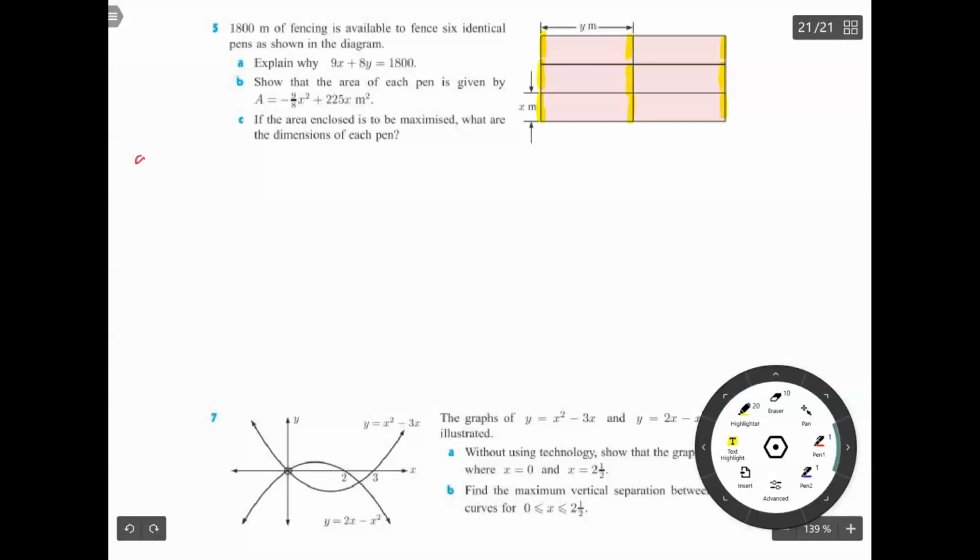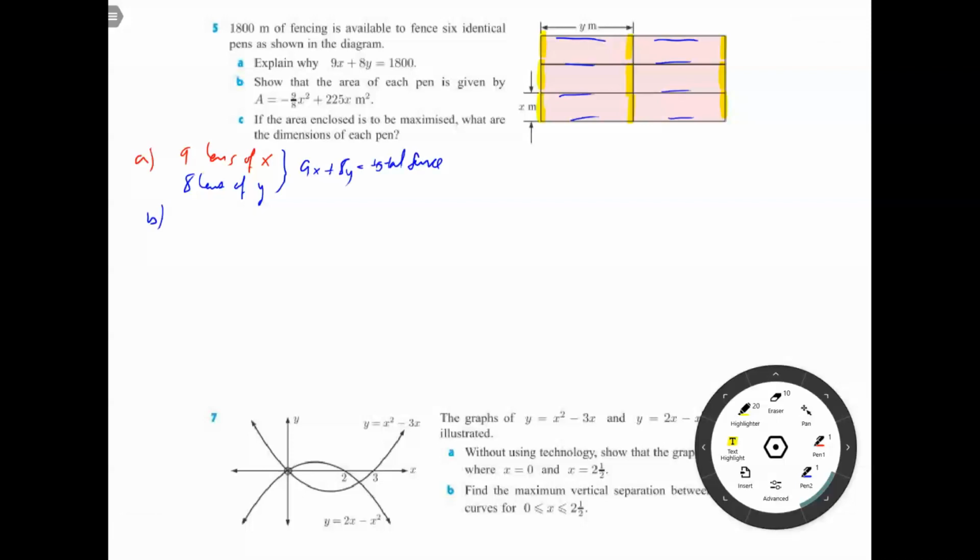So I'm going to say, okay, 9 lengths of x. And what about lengths y? So there's 1, 2, 3, 4, 5, 6, 7, 8. And so there's 8 lengths of y. So that's why it becomes 9x plus 8y is the total fence, which is 1,800. Okay? All right.